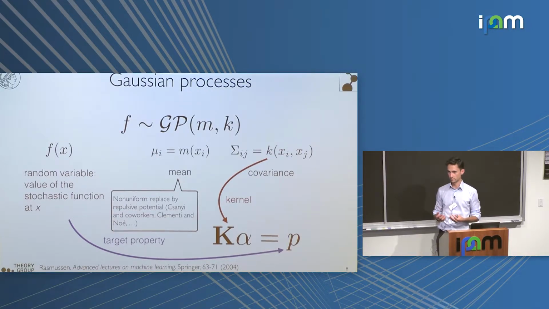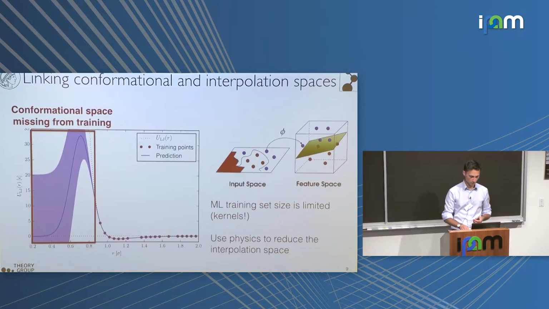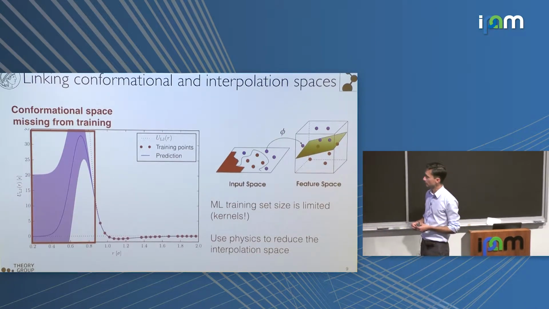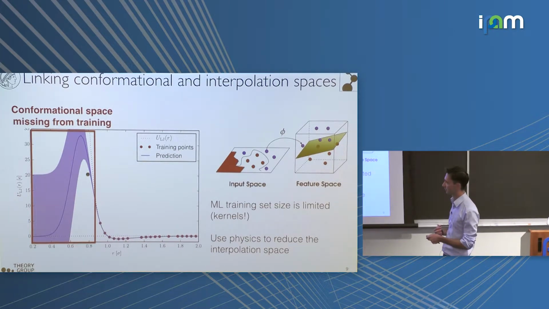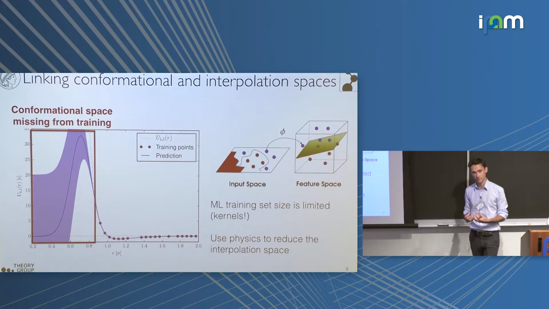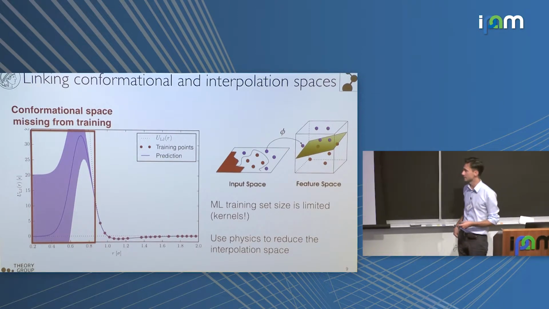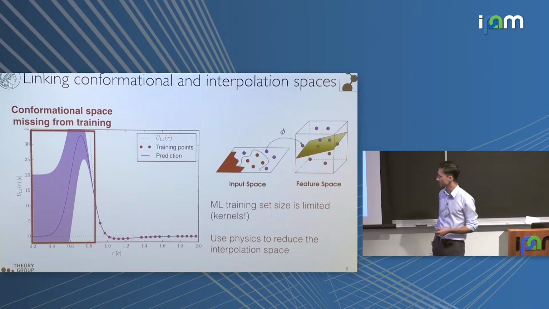So that's sort of a simple example to set the stage as to why you might want to include some physics into your model to make it more robust. Of course, intuitively you realize that the conformational space that's missing from your training has to do with the part of your interpolation space where you don't have any training points and are critically missing, and so that's leading to problems in your machine learning model.